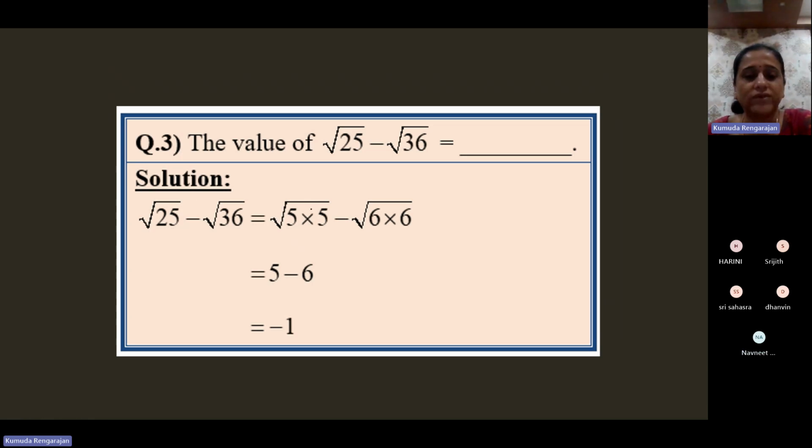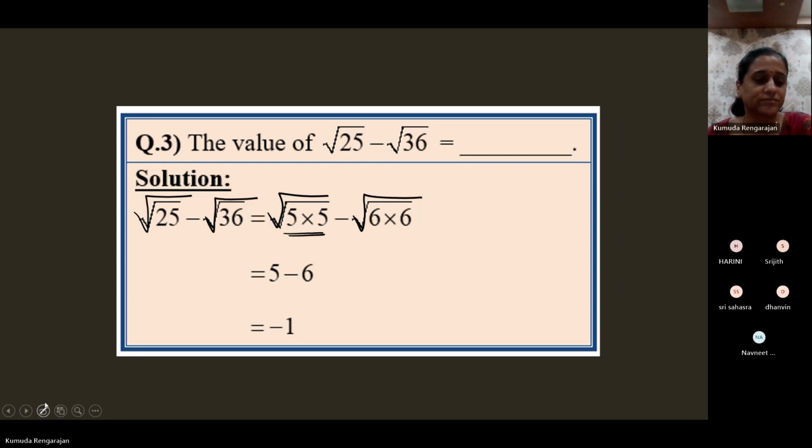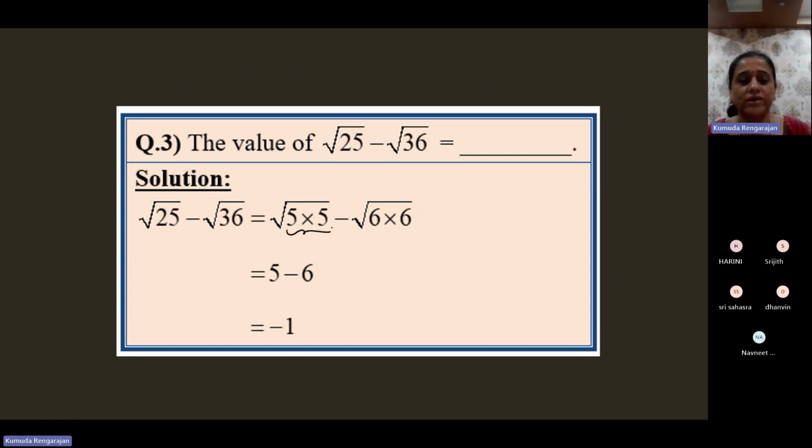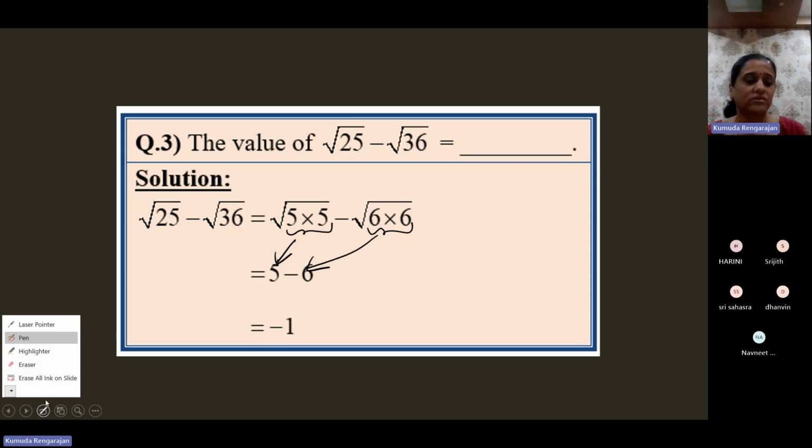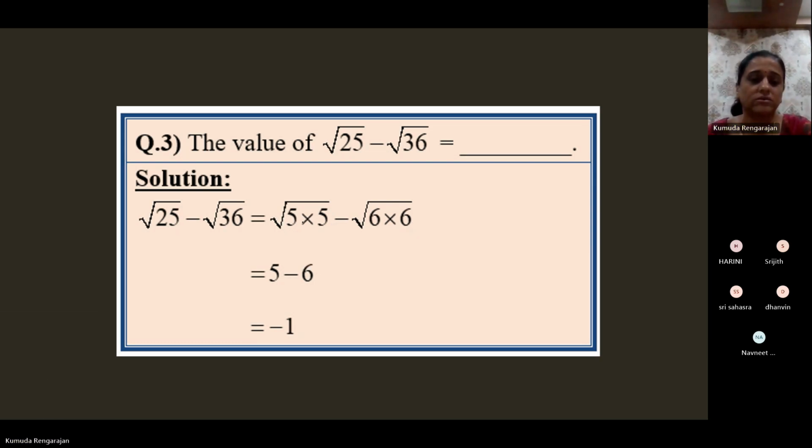Because square root of 25 is 5 into 5, meaning square root of 25 can be written as square root of 5 into 5. Square root of 36 can be written as square root of 6 into 6. So from 2 5s, 1 5 comes out of the square root. From 2 6s, 1 6 comes out of the square root. So 5 minus 6 is minus 1. Square root of 25 is 5. Square root of 36 is 6. So the answer is minus 1.